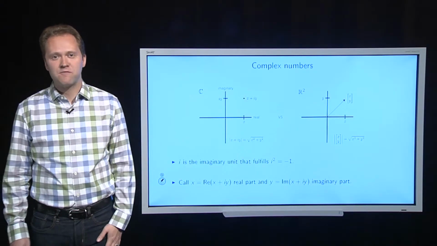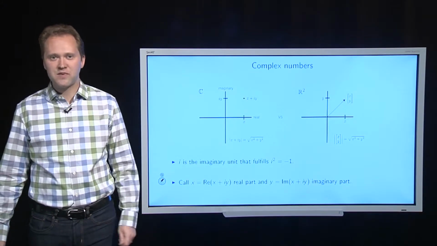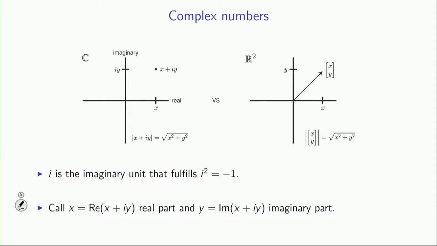But for those of you that have seen complex numbers, let me just recap a complex number x plus iy, where i is the unit imaginary number that fulfills i squared equals minus 1. Now, clearly no real number can have that property, which is why it's an imaginary number. Now, you can visualize a number like x plus iy in the complex plane, where x is the real part and y is the imaginary part.